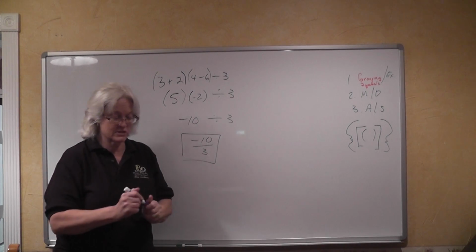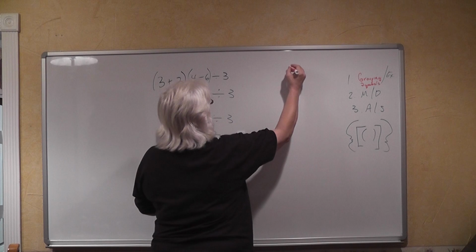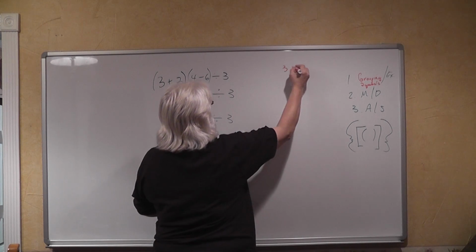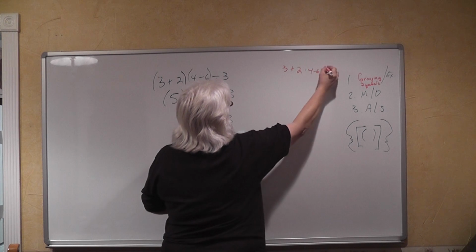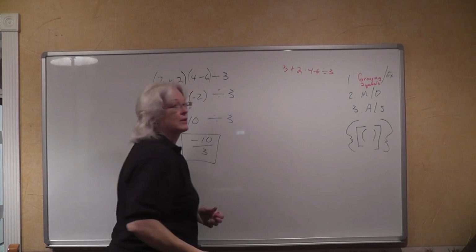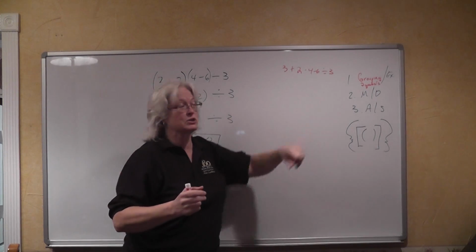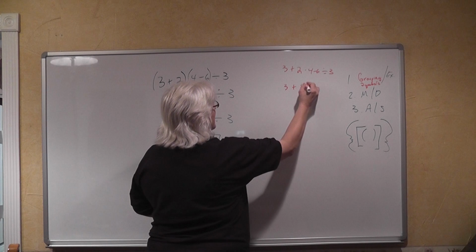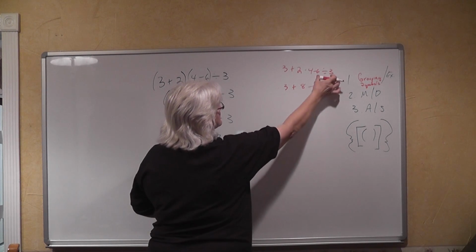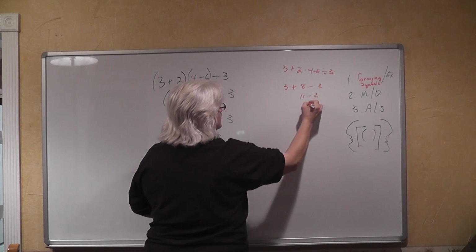Let me go ahead and take just a second to show you the steps for this original problem without parentheses. 3 plus 2 times 4 minus 6 divided by 3. No parentheses here, we're going to do the multiplication and division first. We have 3 plus 8 minus 6 divided by 3 is 2. 11 minus 2, 9.